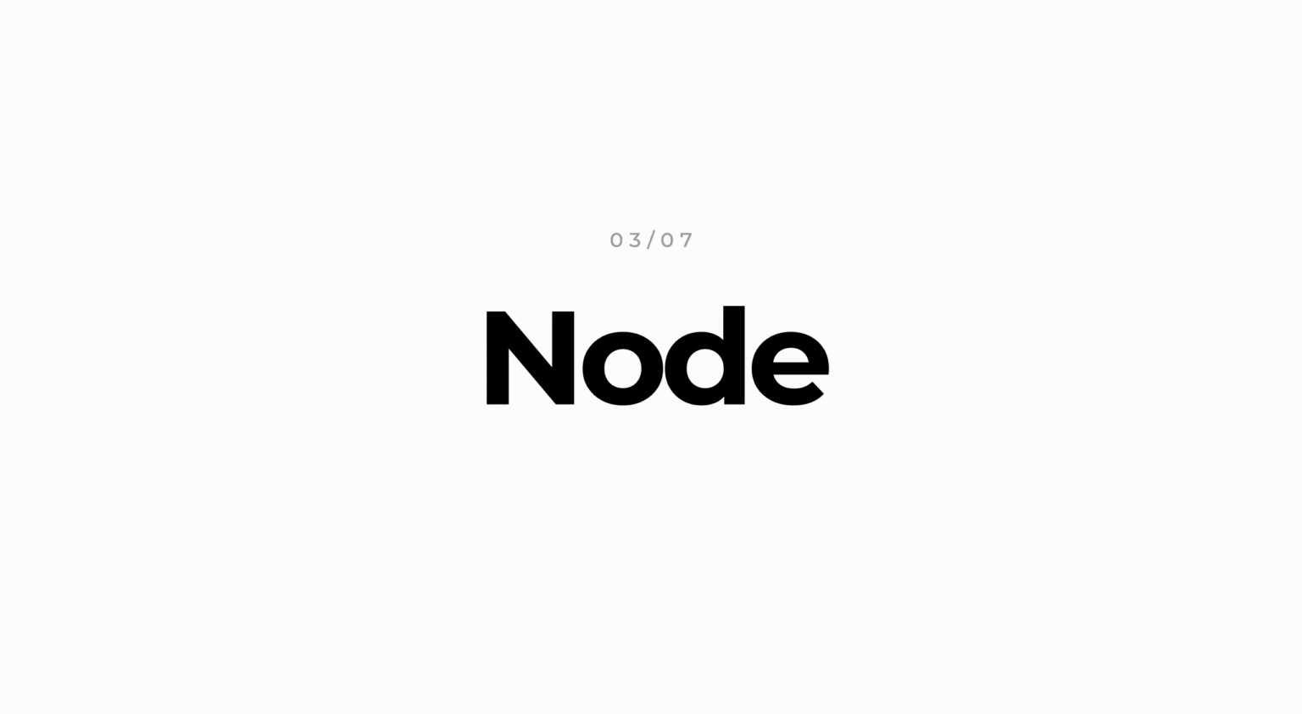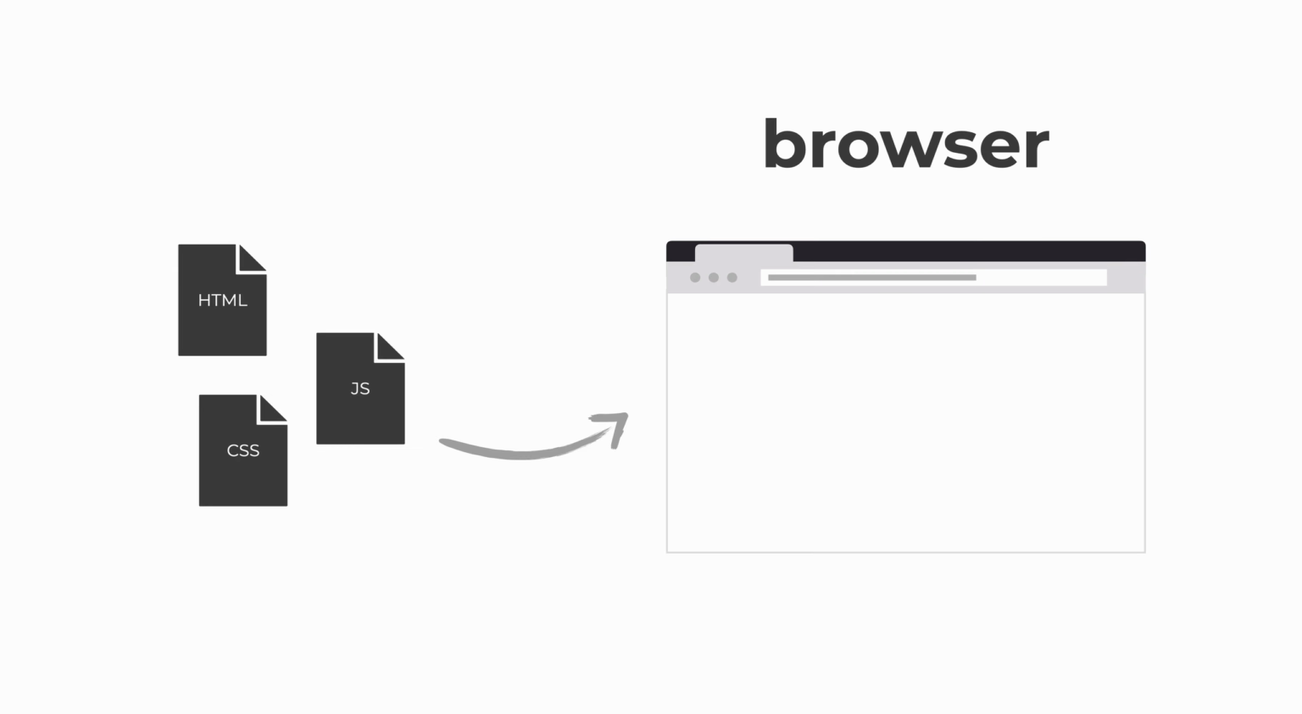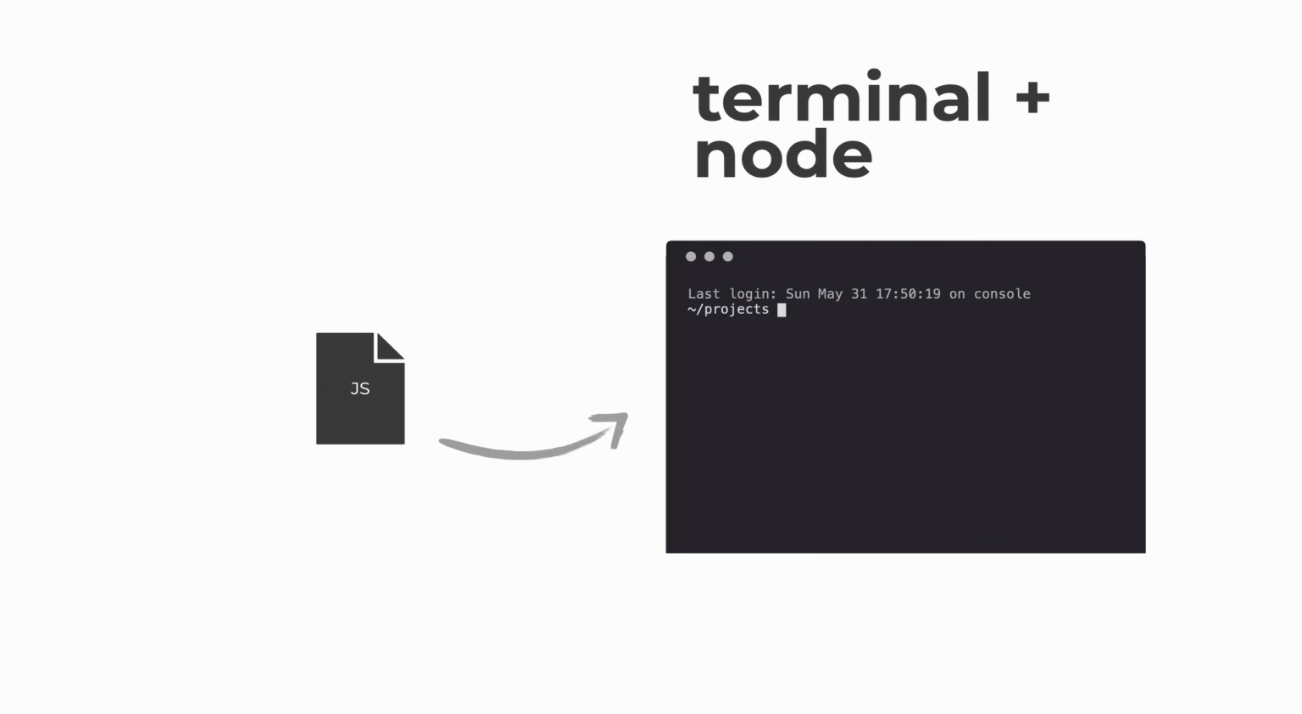There are two ways of running JavaScript code. You can either have it as part of a website and run the entire website in a browser, or run only the JavaScript file with a runtime like Node. Let me show how it works.